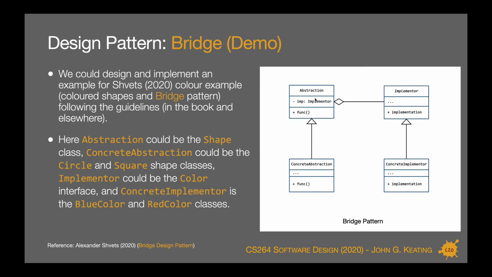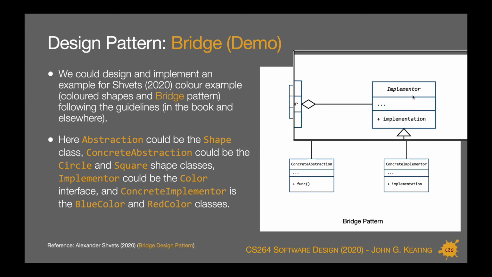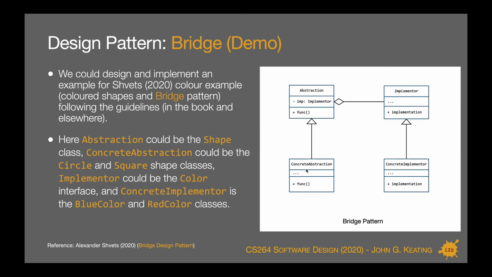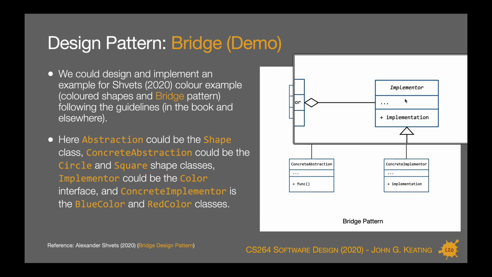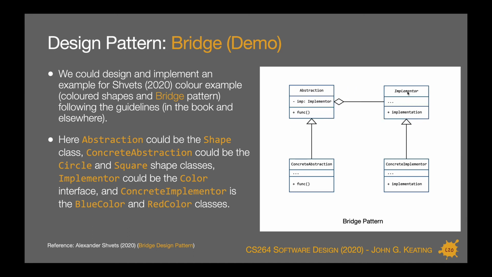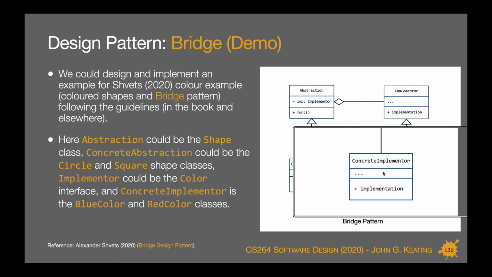That implementer is of type implementer, so that could be a color, and that could be the color of this particular shape or in this concrete instantiation here. So our implementer, you can see it's an abstract class here as well. And really that could be color, or style, any of those things. Could be some drawing API, could be any of that sort of stuff. And in concrete implementer, that could be blue color or red colors.